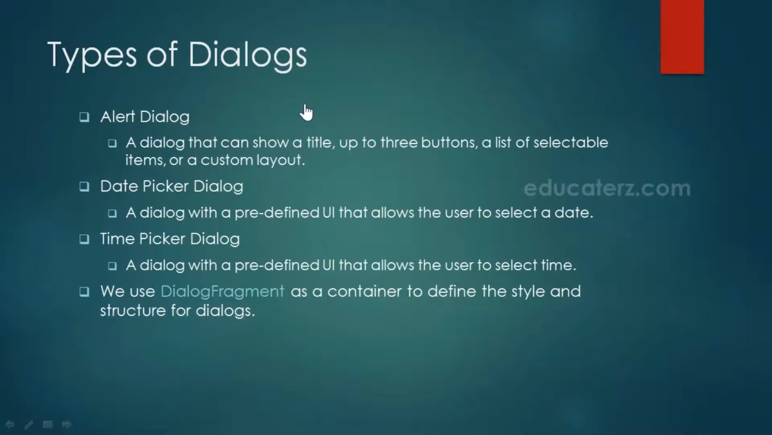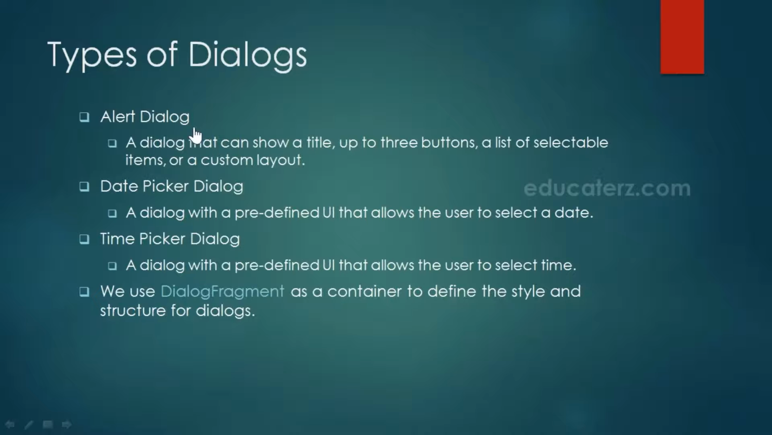We have different types of dialogs available in Android. A few of them are alert dialog, date picker dialog, and time picker dialog. Apart from these three, we have one more called progress dialog as well. It is always good practice not to use the progress dialog in Android, because Android does not prefer it in our applications. Now let us see one by one, what is an alert dialog.